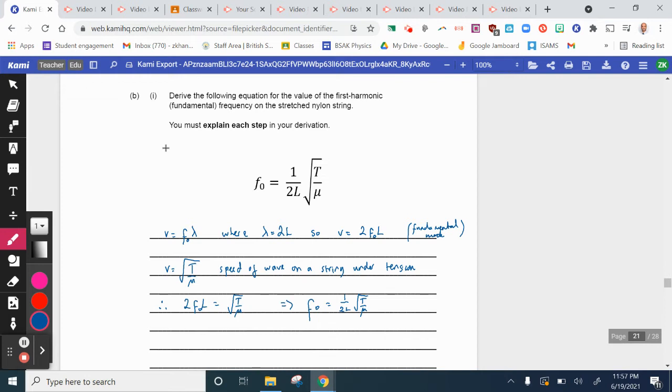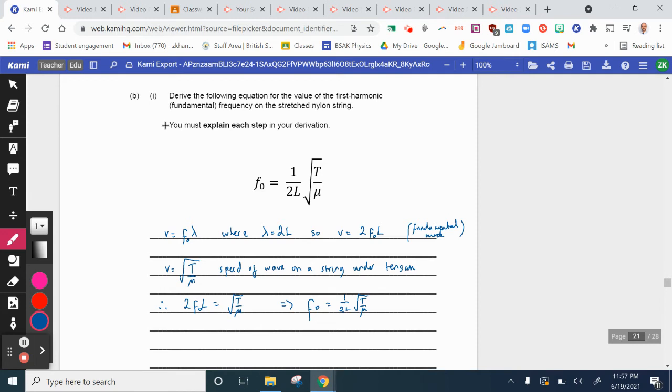Part B. So we've got an expression for the fundamental frequency of the sound that's produced when the string is plucked. It's equal to 1 over 2 times the length of that string between the two fixed points, multiplied by the square root of the tension in the string divided by the mass per unit length.